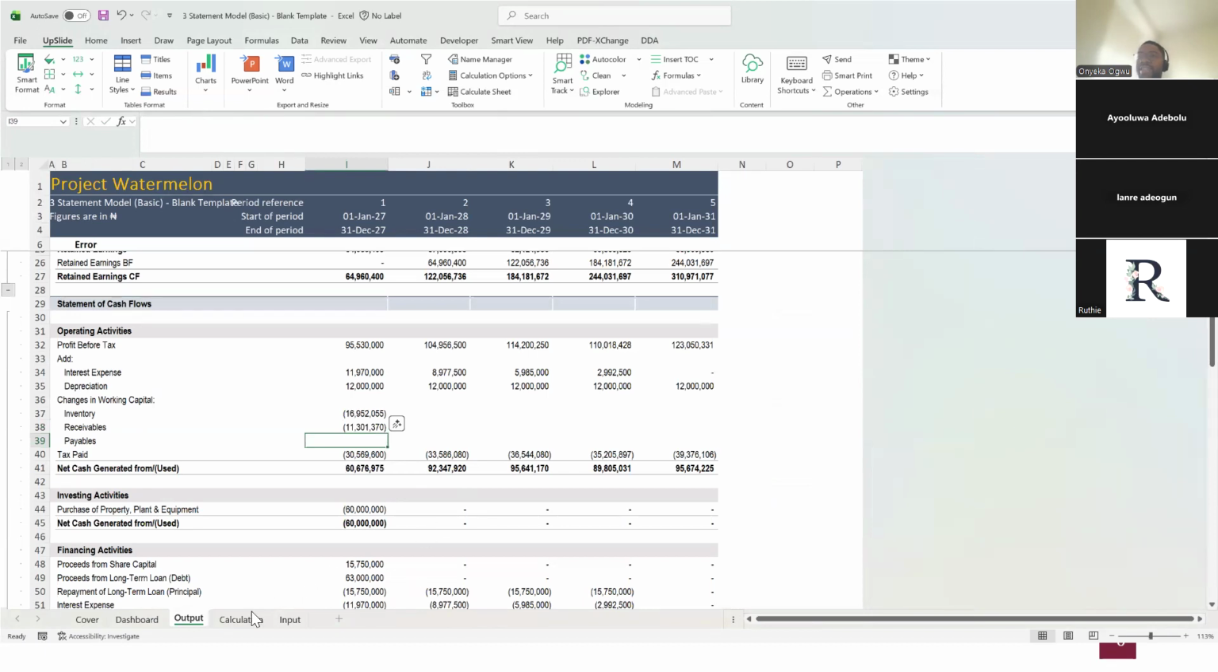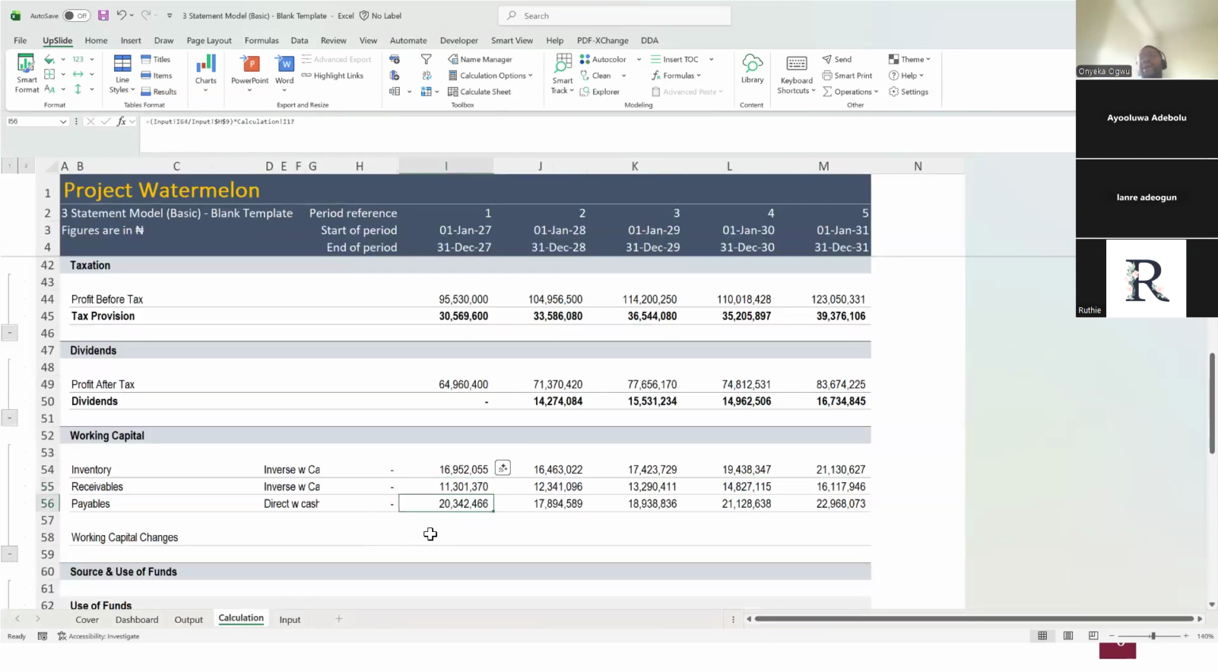Now the final one is payables. Payables was 0 in year 0 and now it's 20 million. It has increased. Do you have more cash or less cash? Yeah, more cash because we haven't paid them. Do you understand? So payables is different, right? Because it's increasing, that means we're not paying people. We are holding the money for ourselves.